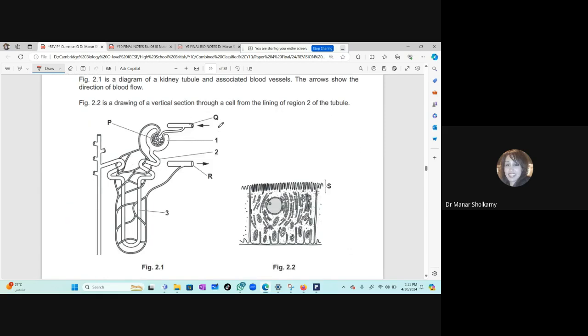Now, this is very important. What is Q? It's going towards the kidney. The renal artery. Very good. What is P? The glomerulus. Very good. What is 1? The Bowman's capsule. Excellent. What is 2?